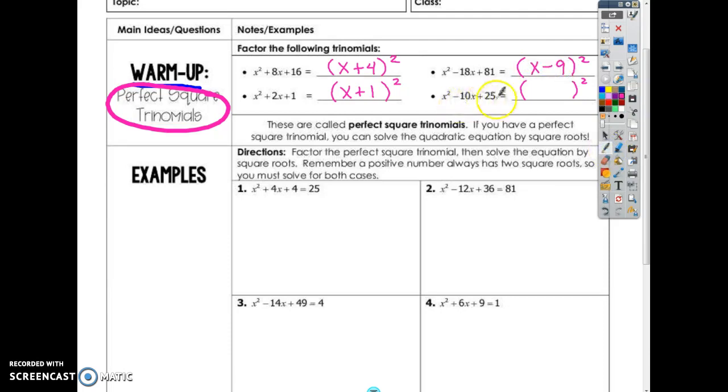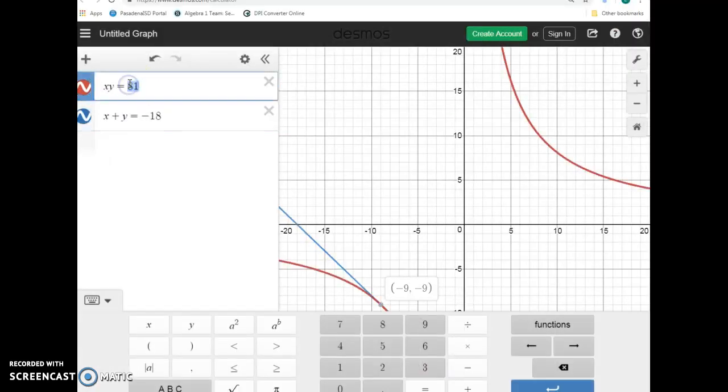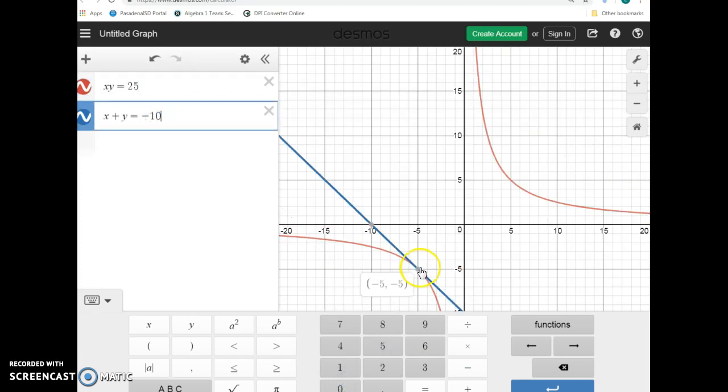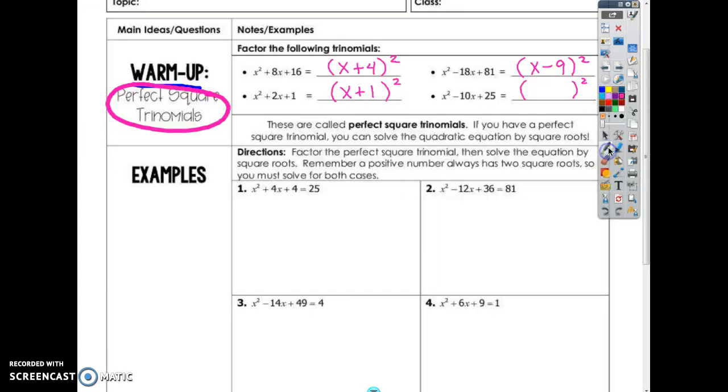And then the same thing with this one. You're going to type 25 and negative 10. Two numbers that multiply and give you 25, and two numbers that add and give you negative 10. It's going to be the same numbers, los mismos números, negative 5 and negative 5. That's why they're called perfect square trinomials.